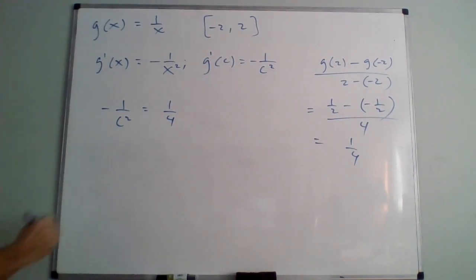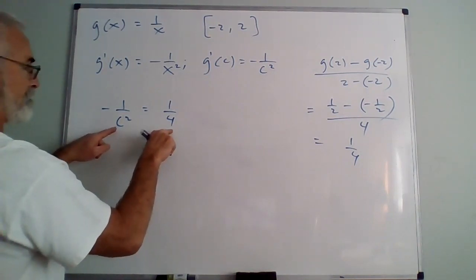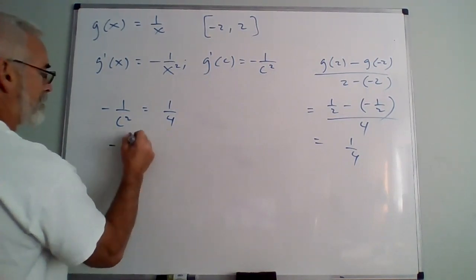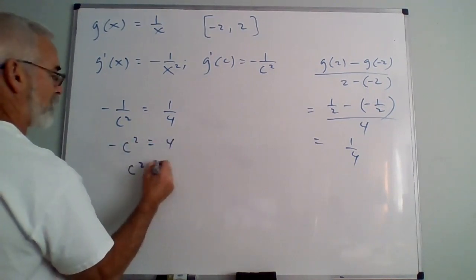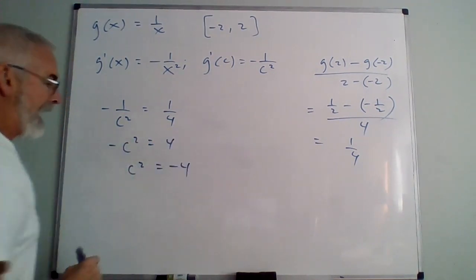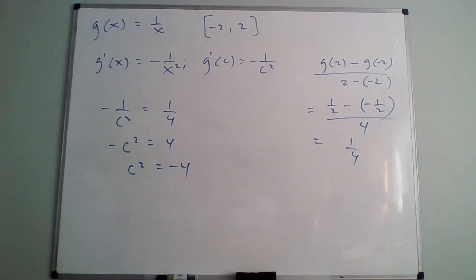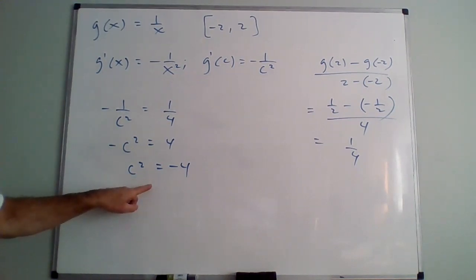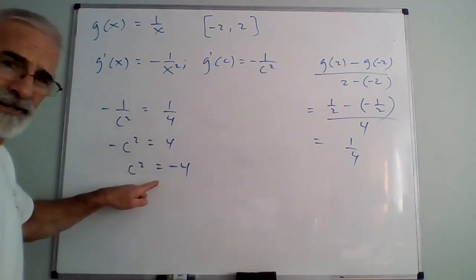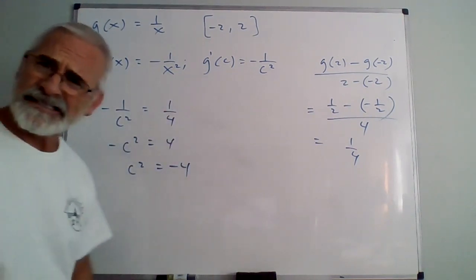Okay, great. So all I need to do is do negative 1 over c squared and set that equal to 1/4. Well, the easiest way to do this is take the reciprocal of both sides. So c squared is negative 4, and there's something not quite right here. Is there a problem with that statement? We haven't made any error. We're going into imaginary numbers territory.